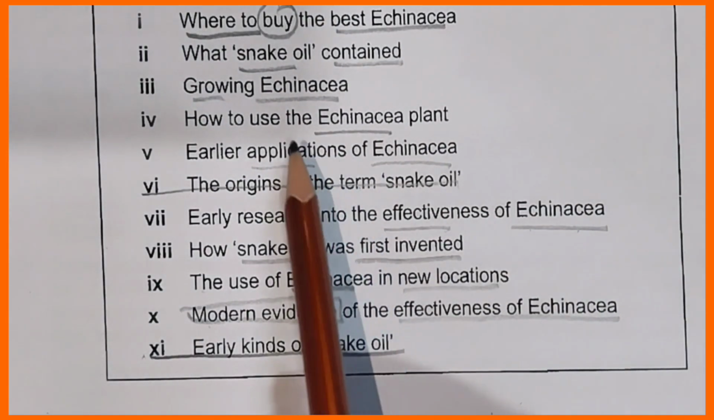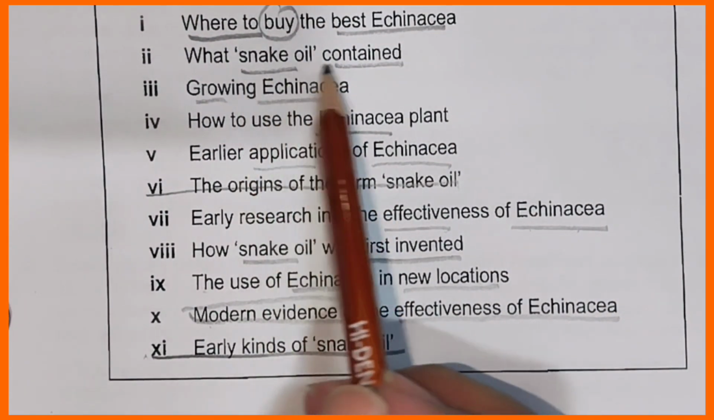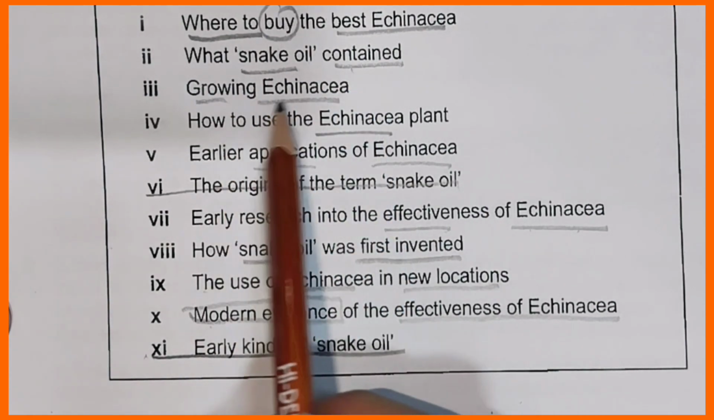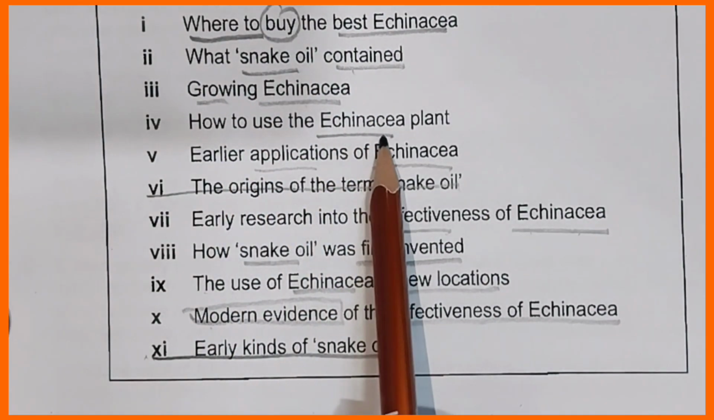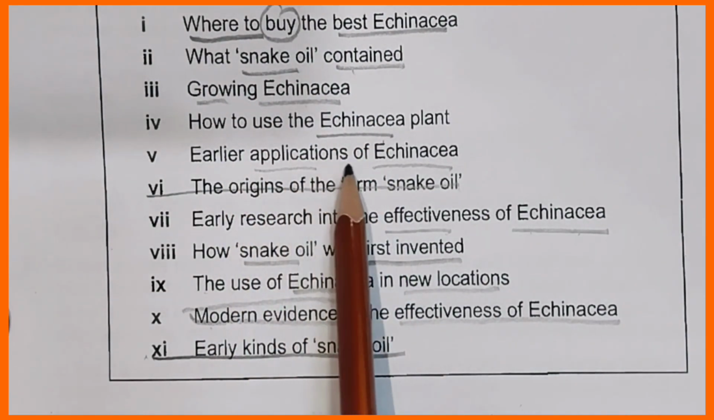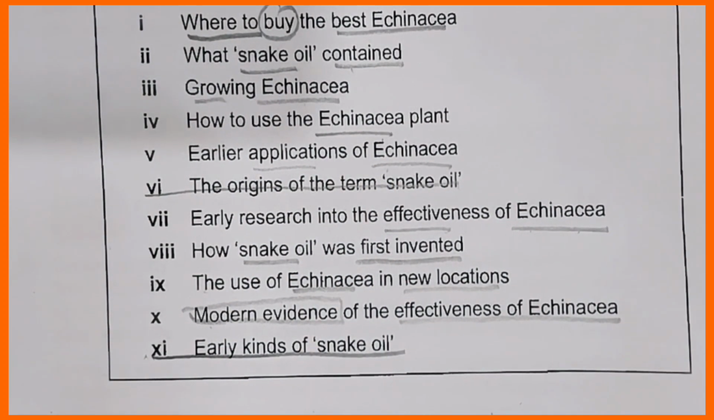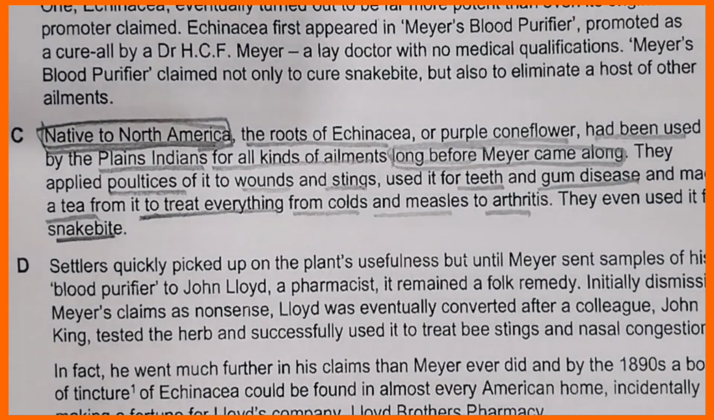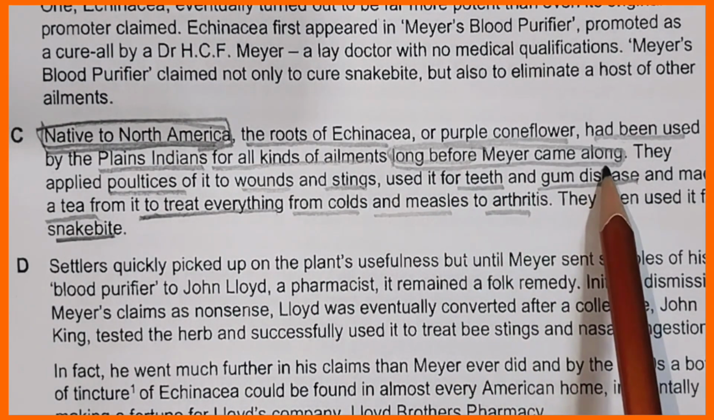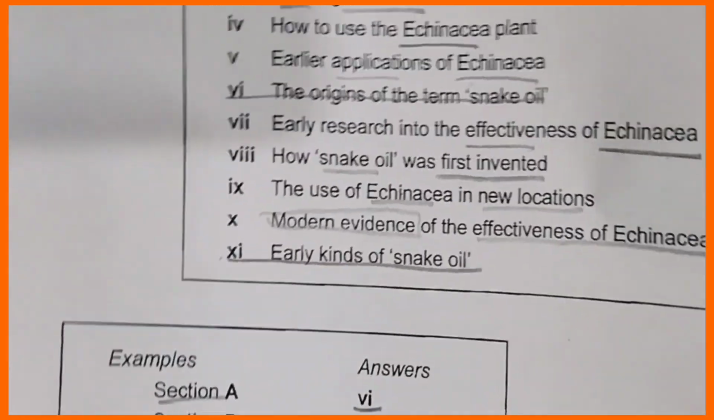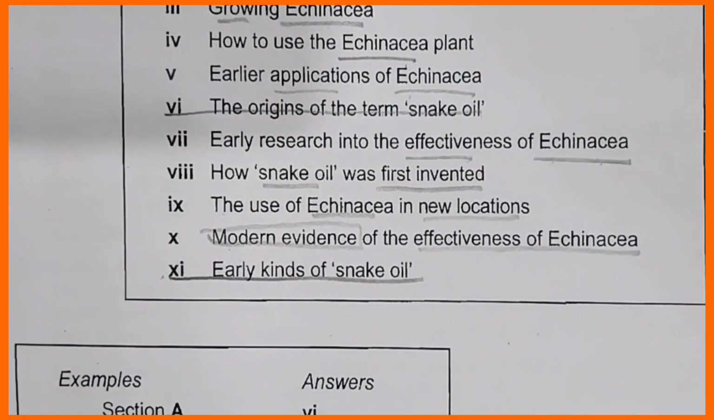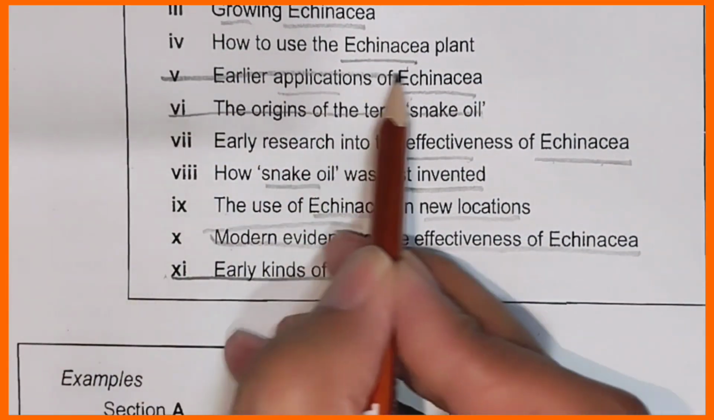Okay, so we are supposed to read the options here. Buy, no. Snake, no. Growing, no. How to use echinacea plant, no. Earlier application of echinacea. Earlier means long before. So they are talking here about long before Mayer came along. So we will go for the answer 5, and then we will cut this from here as well.